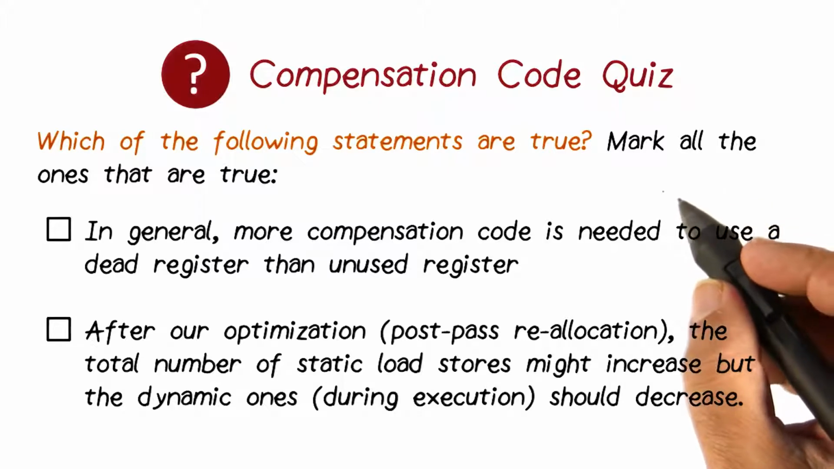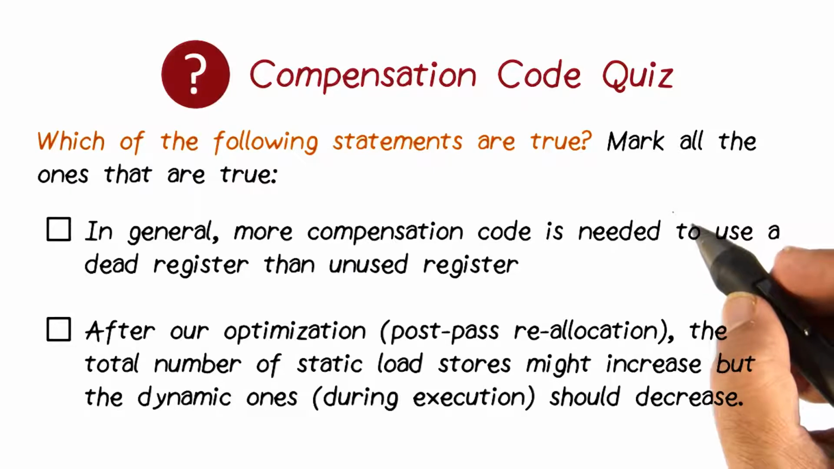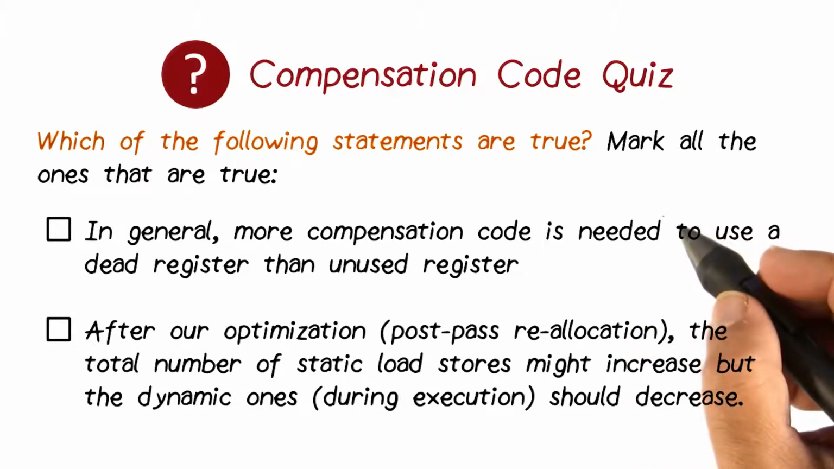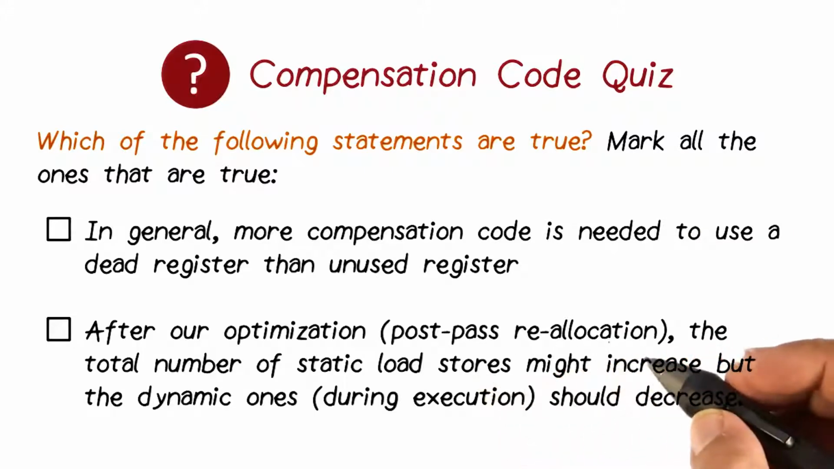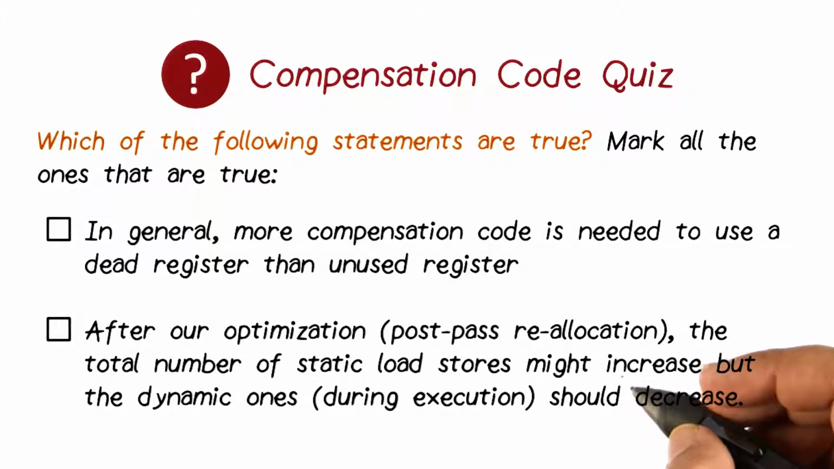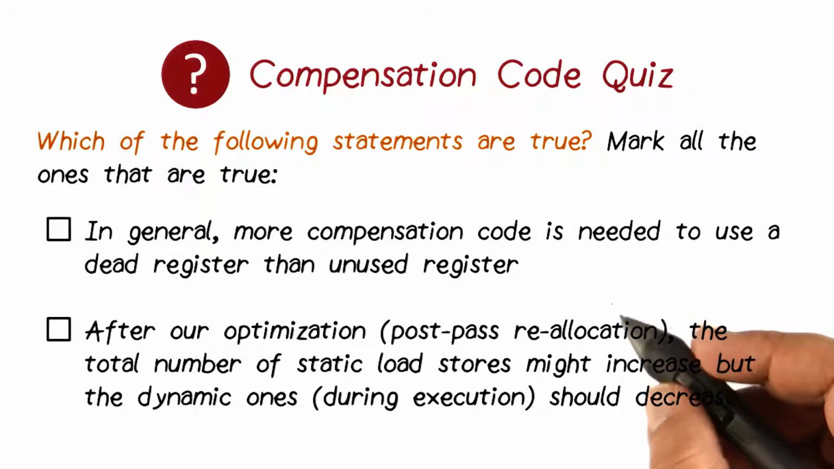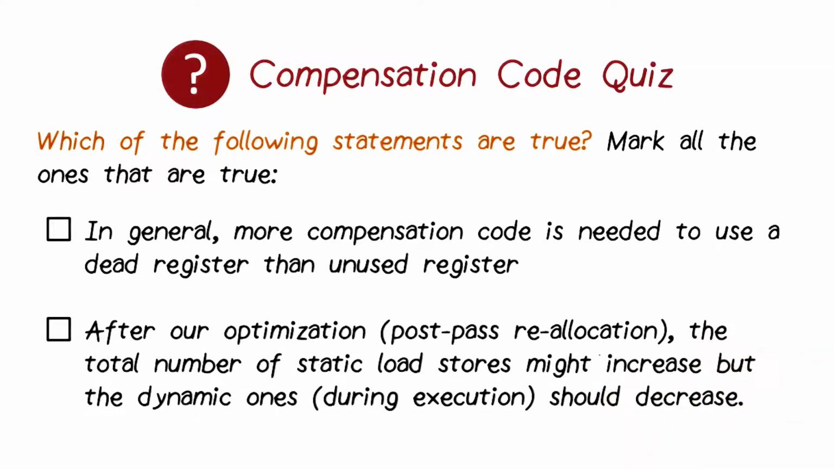The first statement is, in general, more compensation code is needed to use a dead register than unused register. The second statement is, after our optimization of post-pass reallocation, the total number of static loads and stores might increase, but the dynamic ones during execution should decrease. Please go ahead and mark all those statements that are true. Please mark your answers now.